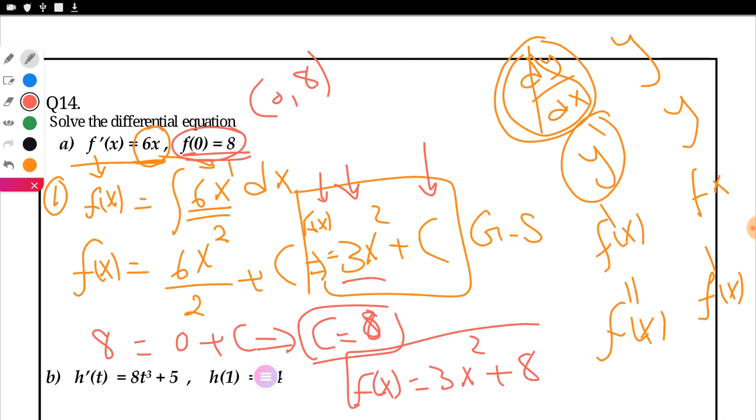That is called the particular solution. It means a specific function whose differentiation is 6x and which passes through this point. As you give me more information, this means I'm talking about a specific answer. Okay. I hope you understand.